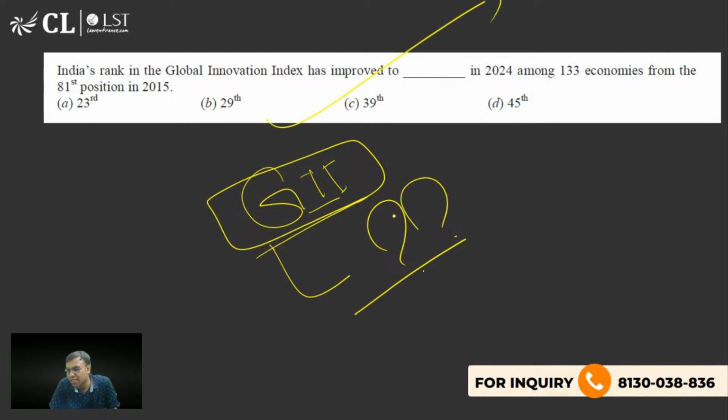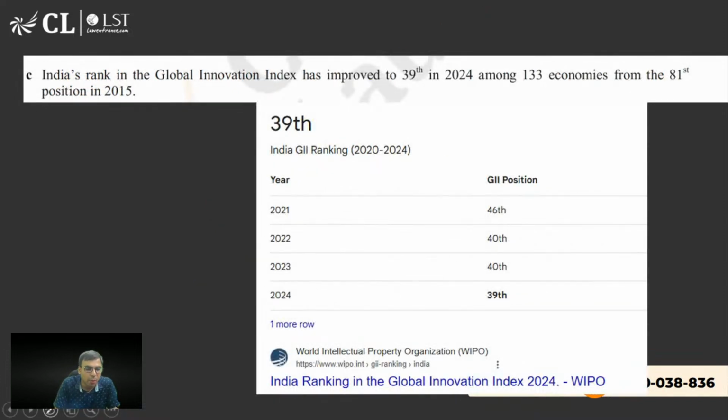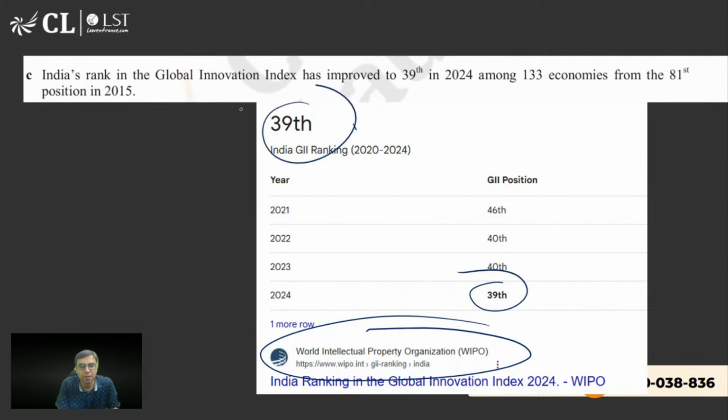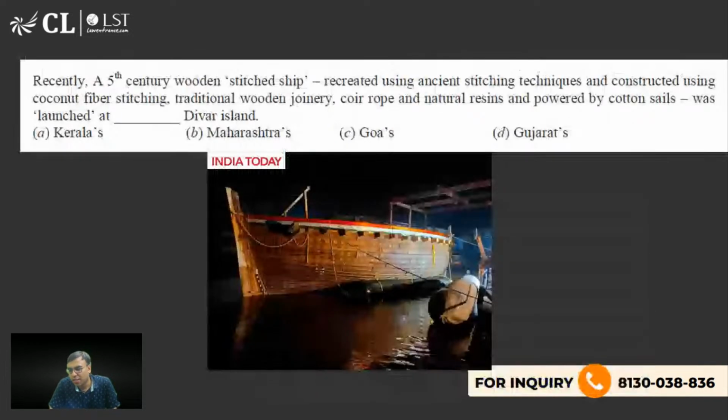So 39 is the right answer. C is the right answer. 39. And Global Innovation Index is released by which organization? So the answer is WIPO, World Intellectual Property Organization. India's rank is 39. Yes, let's move on to the next question.